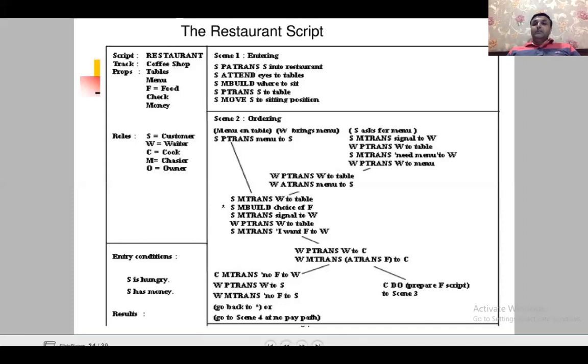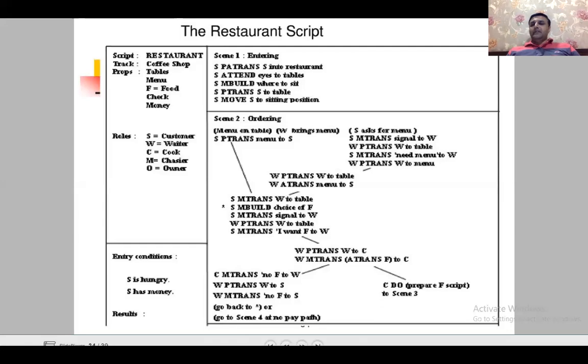Scene 1. Now what will be the different sequences that will occur? Scene 1 will be the entry. He is entering the restaurant. The moment you enter the restaurant, what happens? First of all, you search for the table. Finding a table. Very good. So S attends his eyes and moves towards the table. He builds the information where to sit. Then he physically transfers, PTRANS, towards the table. Then S moves to the sitting position. So all these are the entry points till the moment he reaches the table.